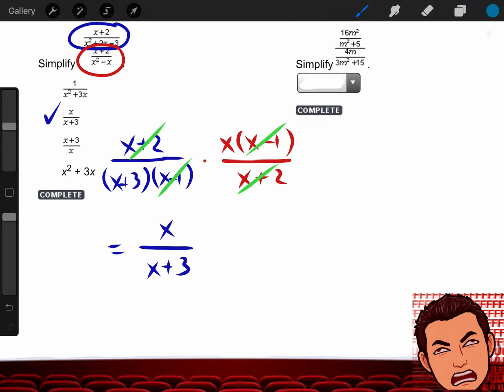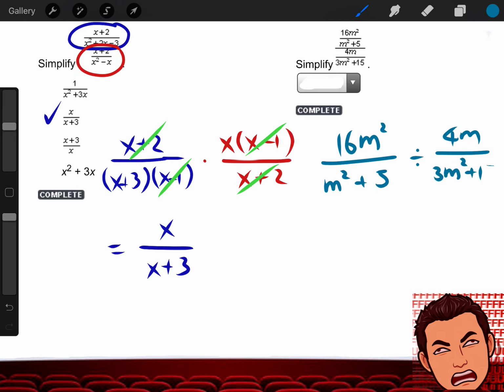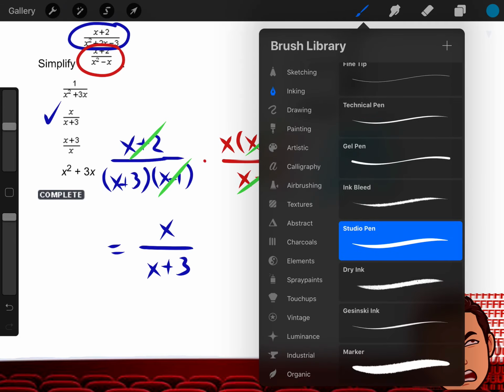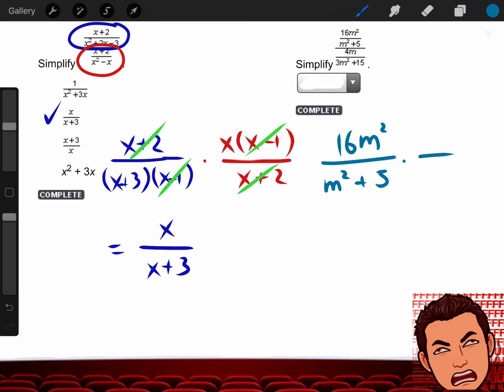Same thing over there. So you have 16m squared over m squared plus 5. You're going to have to divide it by 4m over 3m squared plus 15. Okay, so what I'm going to do, like I've done before, is change the sign to multiplication sign, and flip the second fraction. Okay, so I'm going to write it like this. Oops. So multiply by 3m squared plus 15 over 4m.